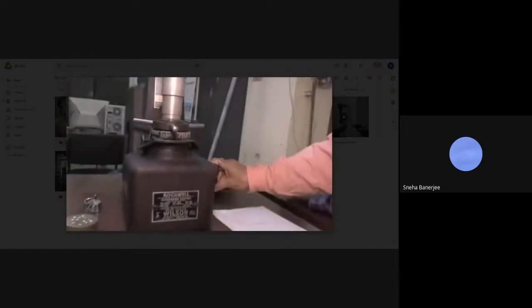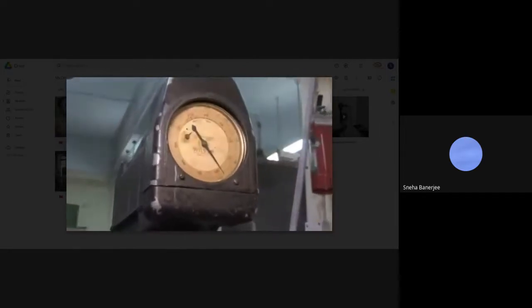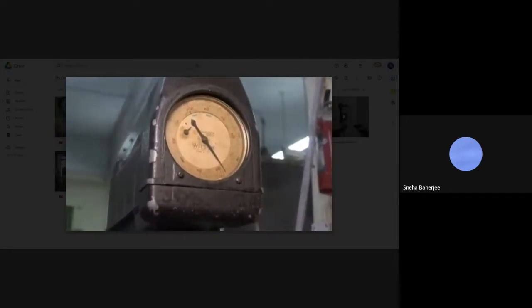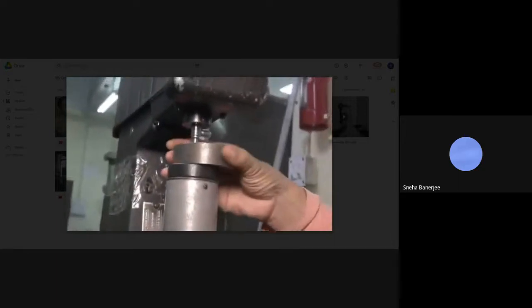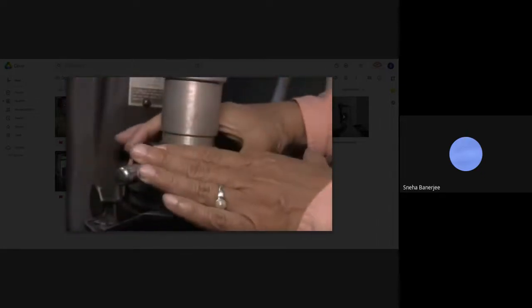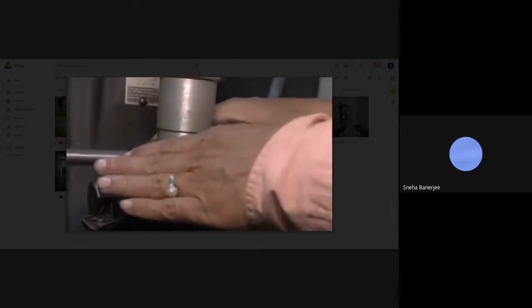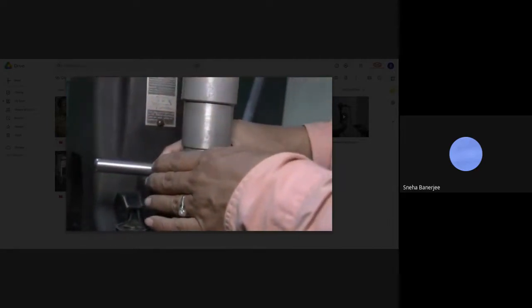How much is it? 78. The first one was 77. This one is 78. One more, please, on the same material. But one thing is to be ensured: before putting the next indentation, he is just shifting the position so that the first indentation is not being acted upon by another indentation. We should go for separate places for separate indentations.